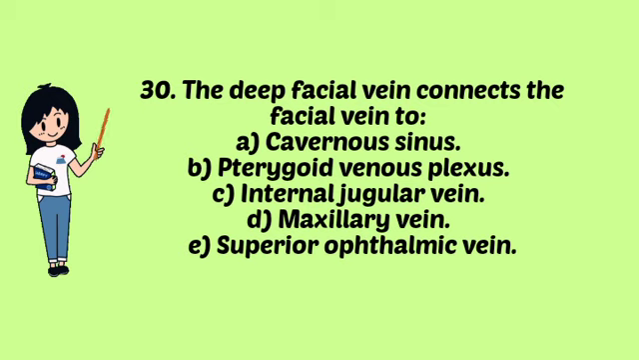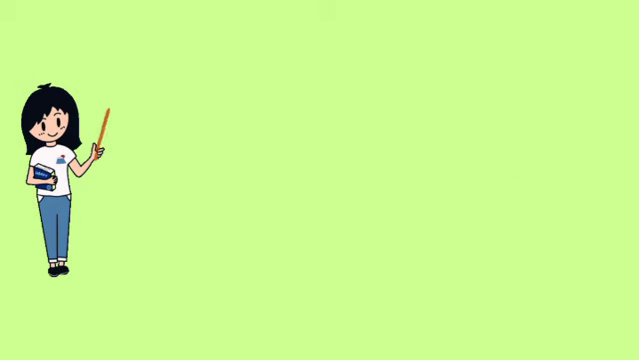30. The deep facial vein connects the facial vein to A. Cavernous sinus, B. Pterygoid venous plexus, C. Internal jugular vein, D. Maxillary vein, E. Superior ophthalmic vein. Option B is correct, pterygoid venous plexus.